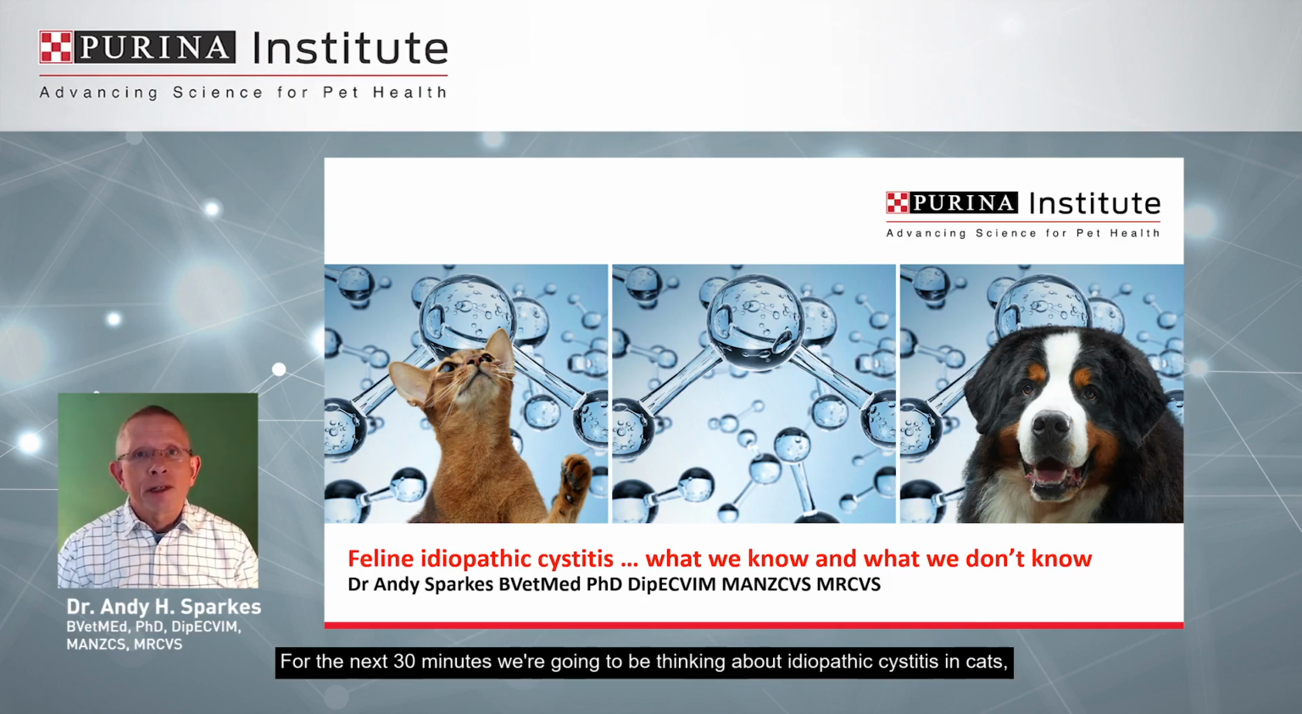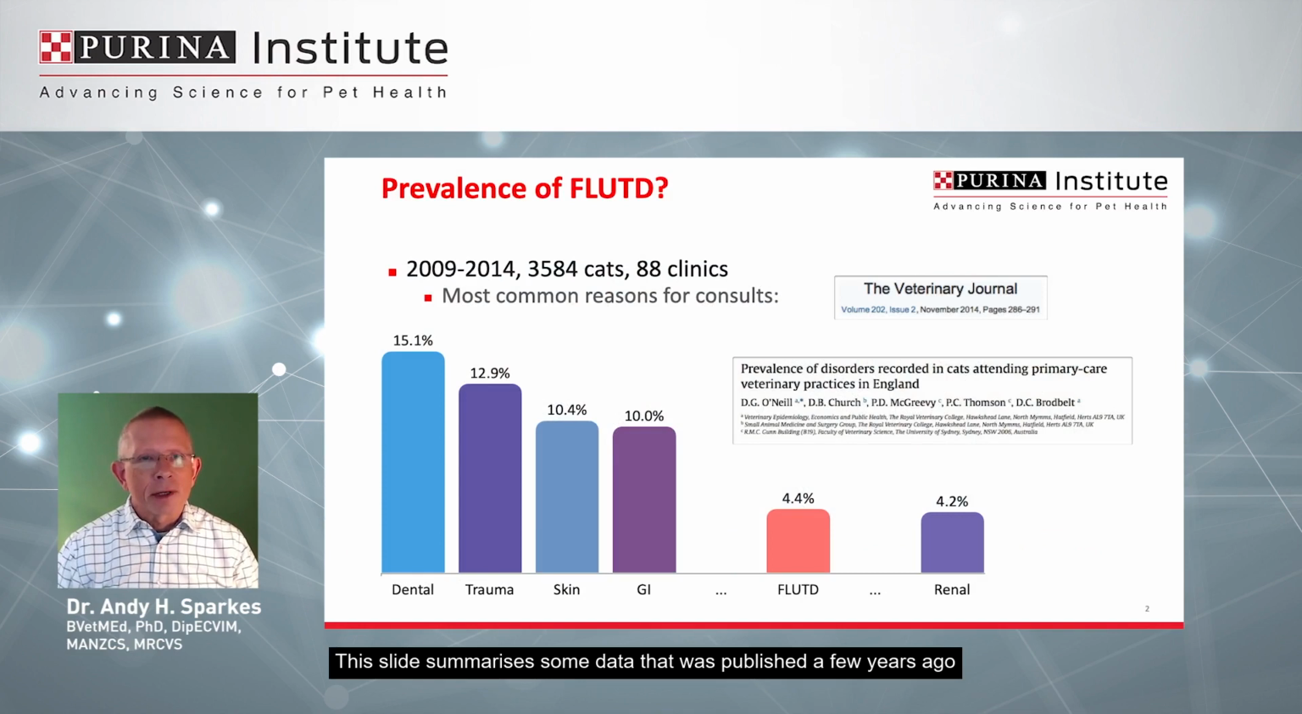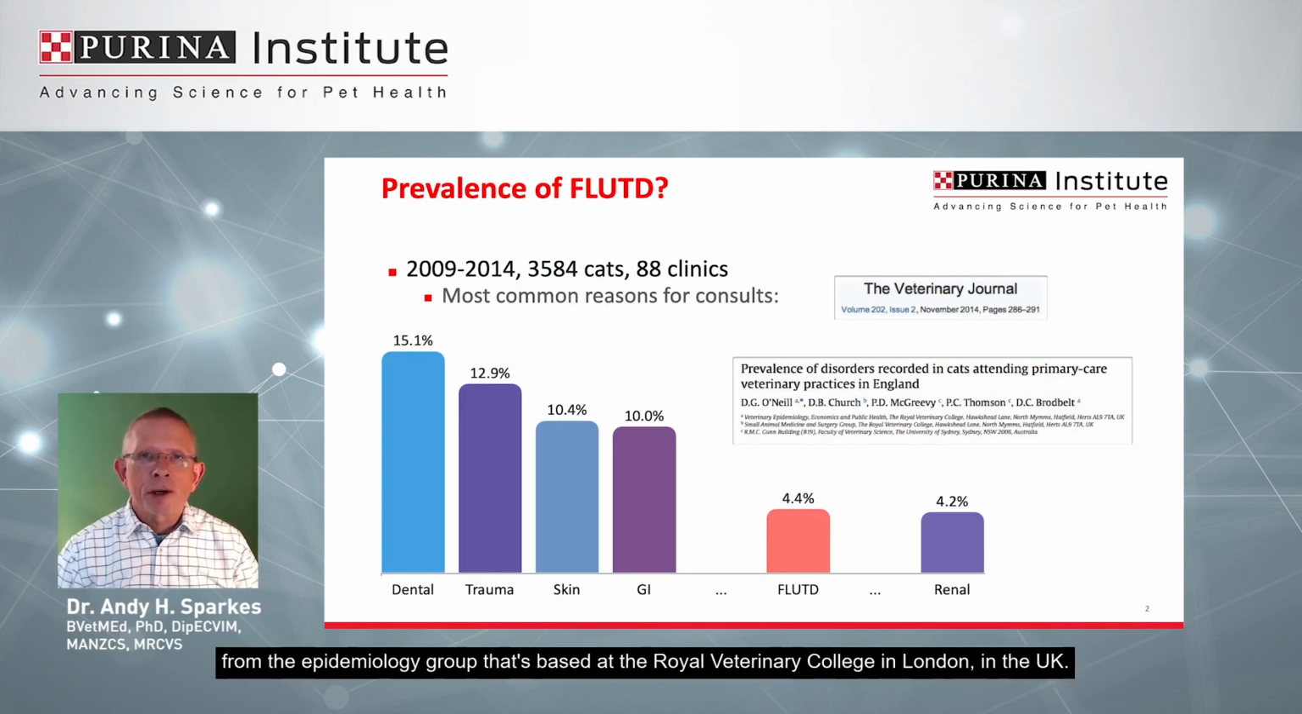And for the next 30 minutes, we're going to be thinking about idiopathic cystitis in cats, which I think we all recognise as a common and important problem. This slide summarises some data that was published a few years ago now from the epidemiology group that's based at the Royal Veterinary College in London in the UK.